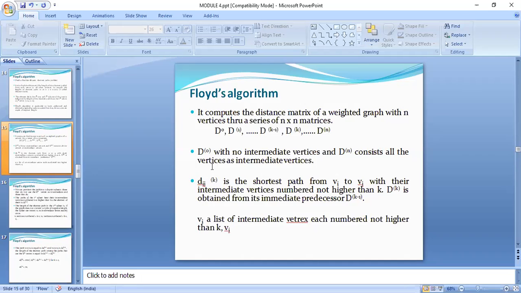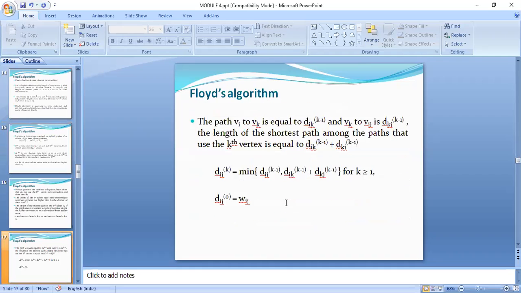Whenever you see the intermediate vertices, we have to see whether there exists a path. In certain cases, there exists a path through the intermediate vertices, but it may be greater than your current value. In that case, there is no point in doing it again and again, so we will retain the old value. That's why we always say that the formula takes the minimum of the two, direct as well as indirect. If indirect gives you a minimum value, take it. If direct gives a minimum value, take that.